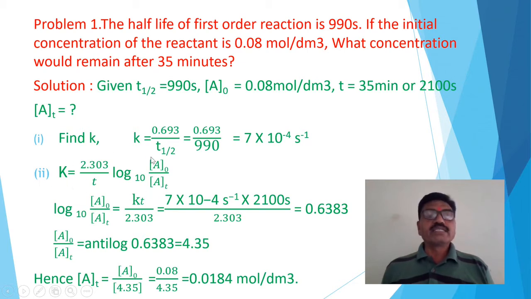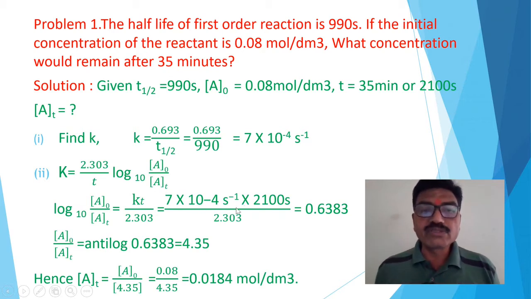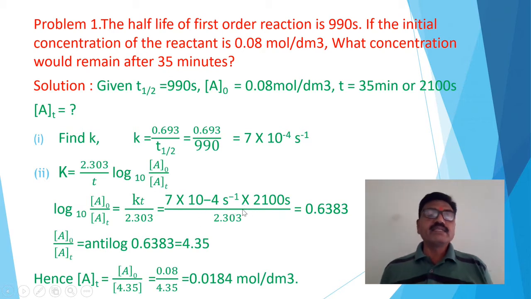See here, we have to write the first order integrated rate law equation for the first order reaction. Then this can be rearranged like this: log to the base 10 of A0 upon At is equal to Kt upon 2.303. Now just substitute the values. K we have just calculated, t is given, and this is the constant. Try to solve this with the help of logs. That is the simple job. Then we get the value of log to the base 10 A0 upon At.